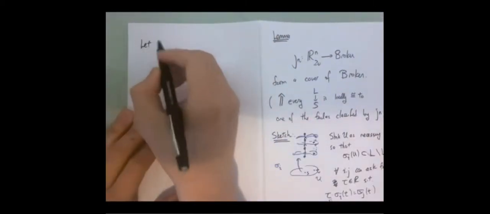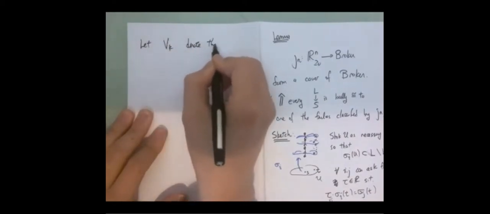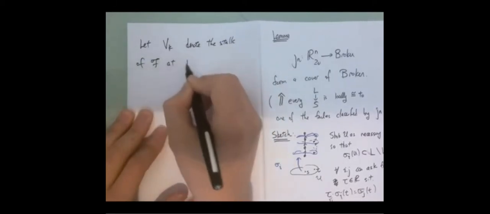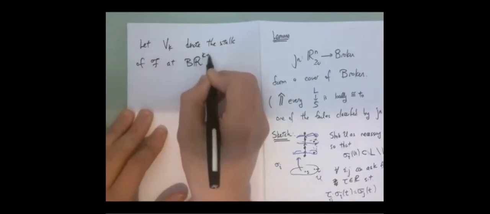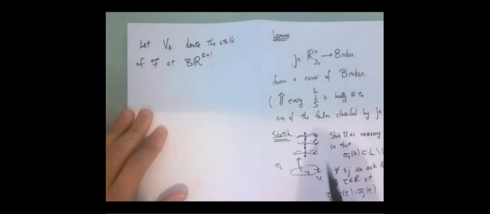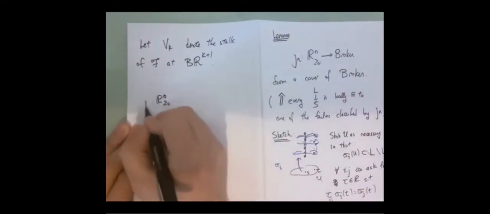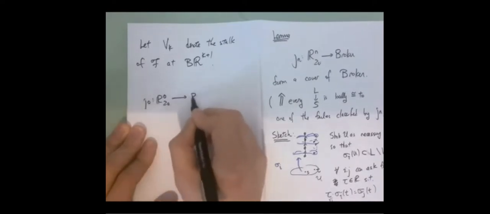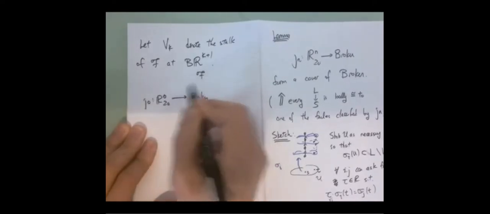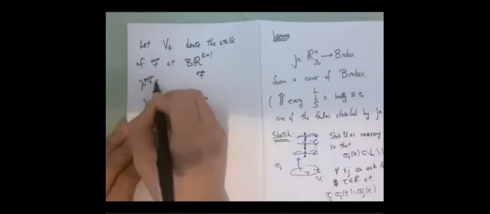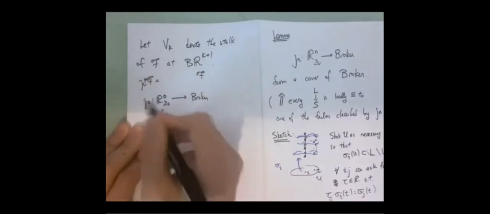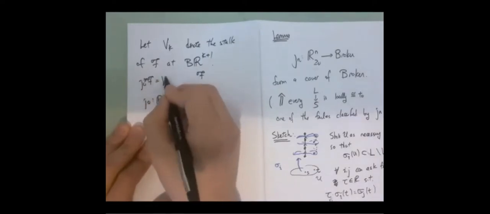Okay, so let's let V_n or V_k denote the stalk of some sheaf F at this kth stratum. So how do we characterize these? Well, we can take R_0, greater than or equal to 0. This is J_0. This maps to broken. If I have some sheaf F on broken, I can pull back the sheaf F. This is a point. A sheaf on a point is nothing more than an object. So this will be called, say, V_0.